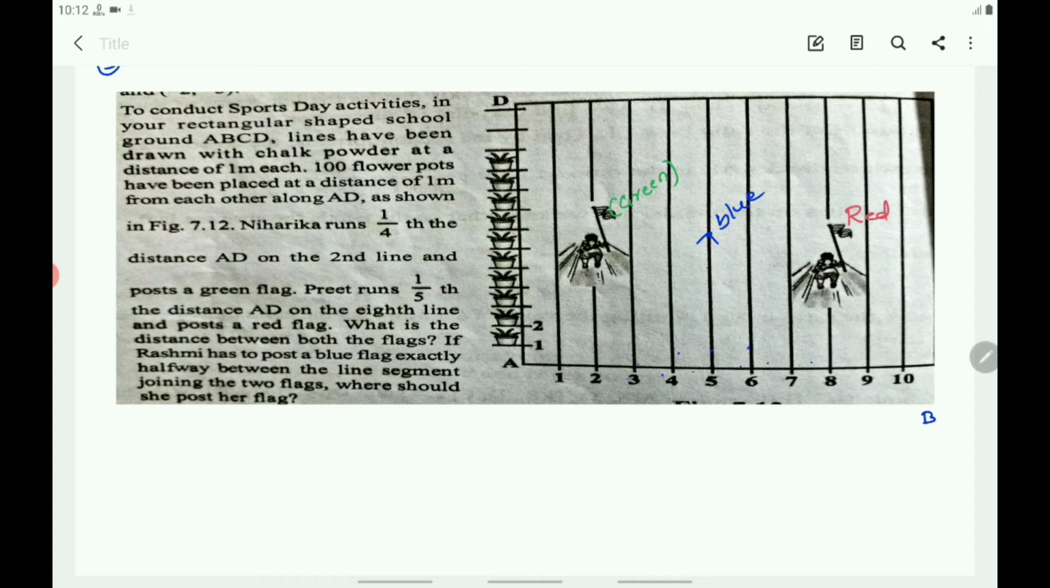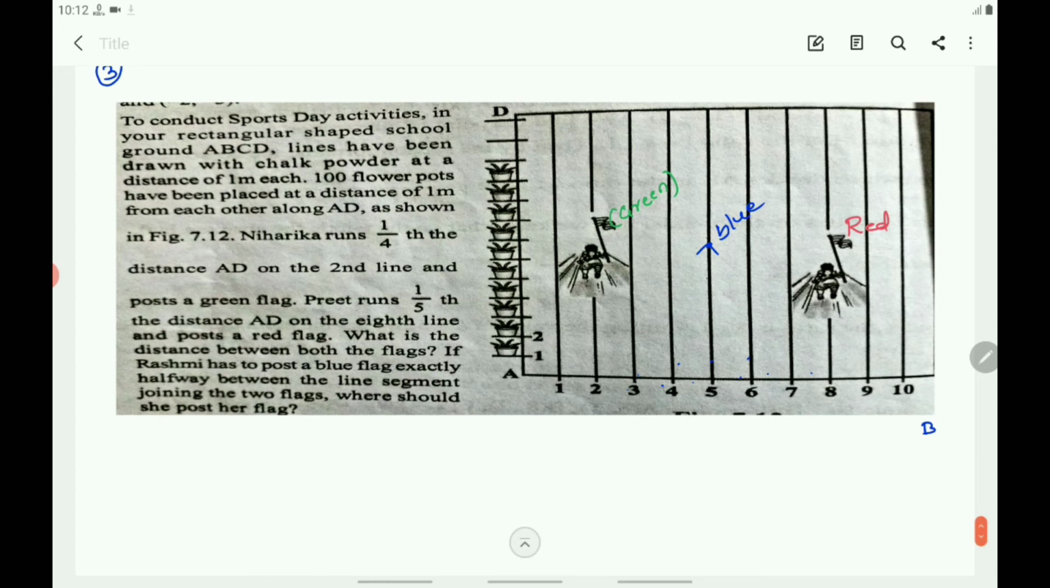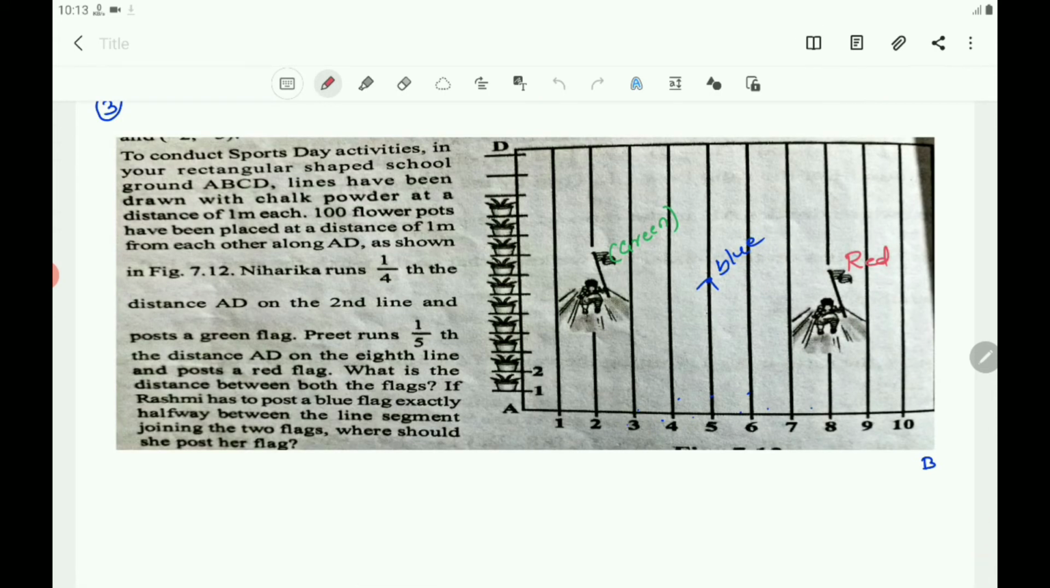So what are the coordinates of the point for the green flag? You take x is 2, y is 100 by 4, that is 25. And for the red flag, it is on the 8th line, so x coordinate is 8 and y coordinate is 1 by 5 part of the AD. 1 by 5 part means 100 by 5, that is 20.